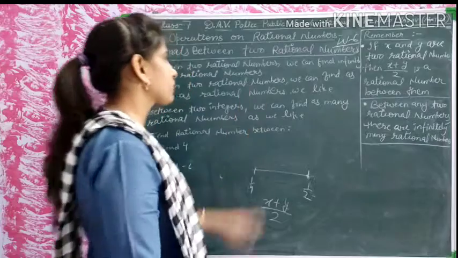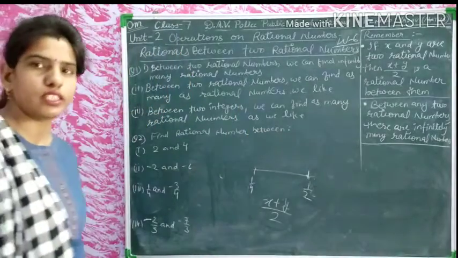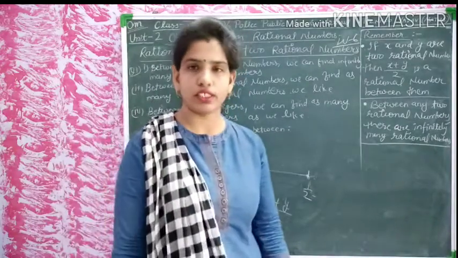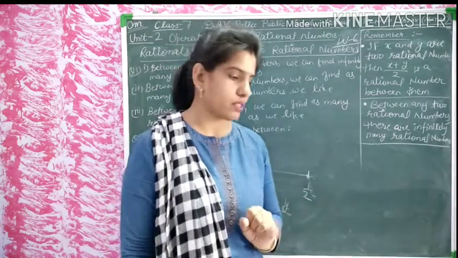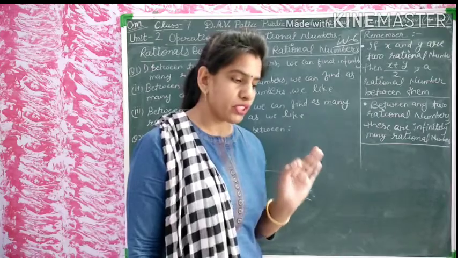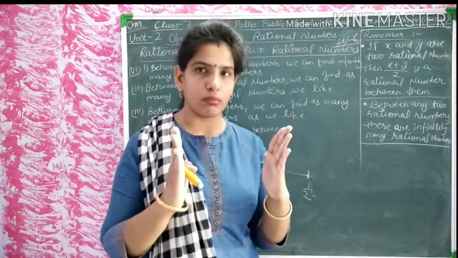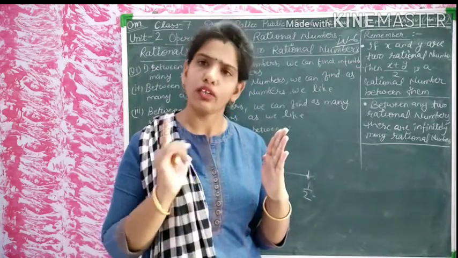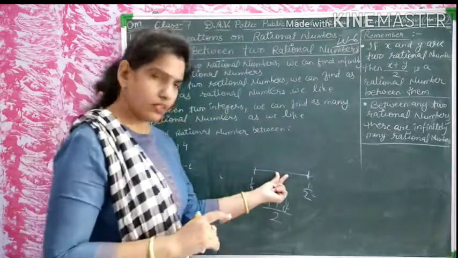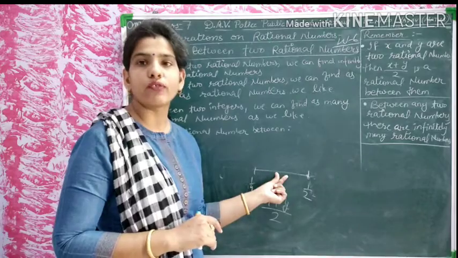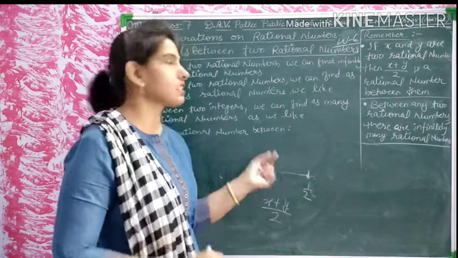So we will solve these questions. First we will solve the first question. We have to correct the following statements. There are the statements given here, and we have to correct these statements. The first statement is: between two rational numbers we can find only one rational number. Only one rational number is there. No, we can find here infinitely many rational numbers.